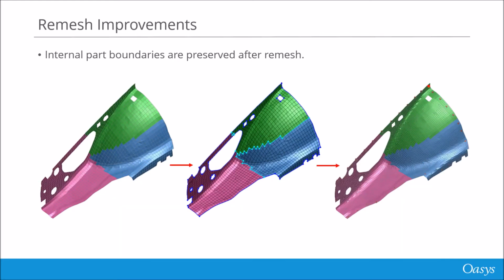Also, if you're remeshing components which are made up of multiple DYNA parts, as you can see in this picture here, the internal part boundaries are preserved after remesh. So you can see here we're going from a coarser mesh to a finer mesh, but Primer has retained those internal boundaries between the different parts, which we didn't do before.